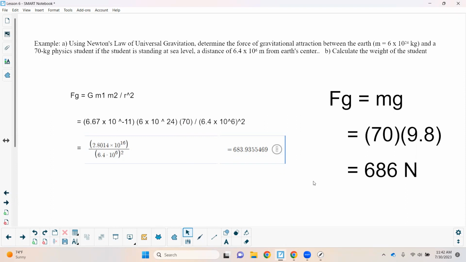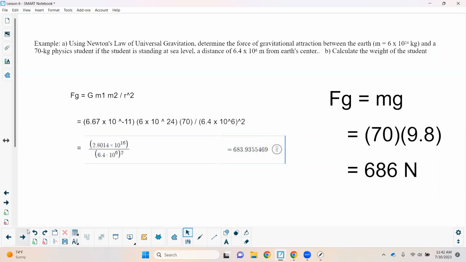So these numbers are essentially the same number, the 683. And really what happens, the 70 is this 70. All these other numbers put together, so this is like the universal constant, the mass of the Earth, the radius of the Earth, those aren't changing. They're constant. So if something's close to the surface of the Earth, those numbers are going to stay the same. And when you put that in your calculator, you get the 9.8 or around 9.8. So that's where that 9.8 value comes from. So now you know it's not just some random thing they made up. It's from this equation.